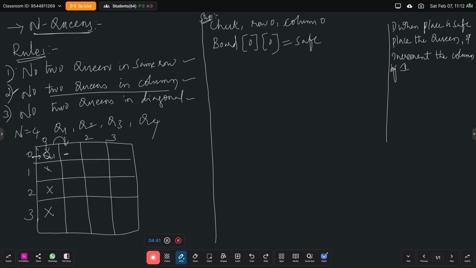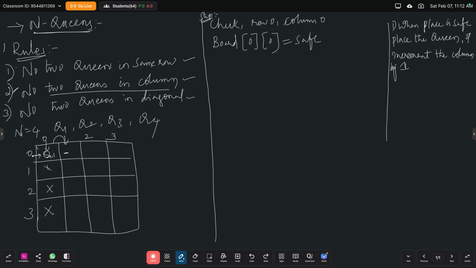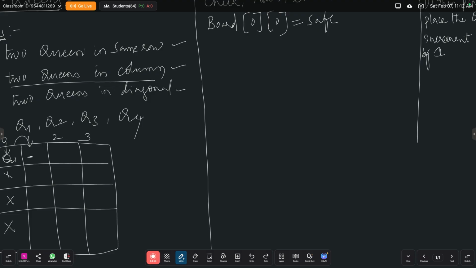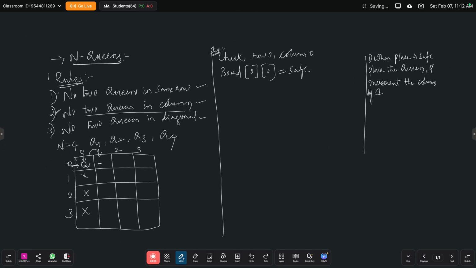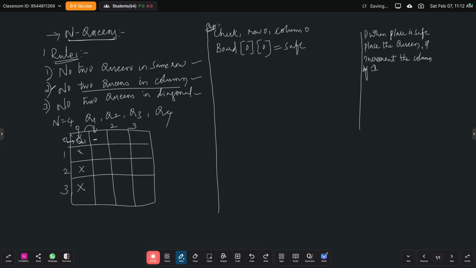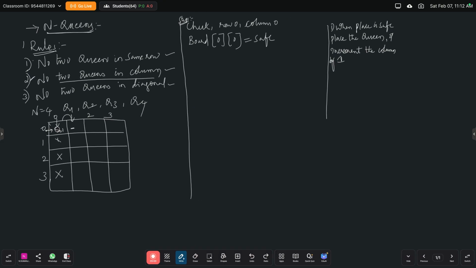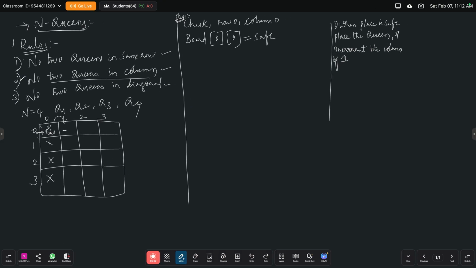Our topic is n queens. In n queens, this problem is a classic puzzle problem. This problem is solved by using the backtracking technique. So to place n queens, we have to use an n into n chessboard. Now our aim is to place only 4 queens, so we have to use a 4 into 4 chessboard.